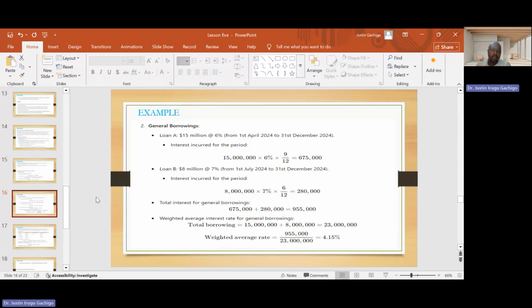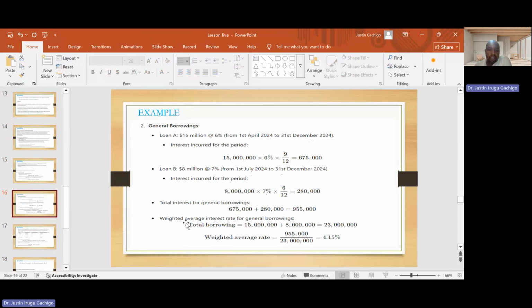Then we have the general borrowing. We had a loan of 15 million at 6% from 1st April to 31st December. So that's 15 million times 6% times 9 over 12, which gives you 675,000. And 9 over 12 is because we are working from 1st April to 31st December. Then 8 million at 7% from 1st July to 31st December. Again, that is 8 million times 7% times 6 over 12, which is 280,000. Total interest for general borrowing will be 675,000 plus 280,000, which is 955,000.